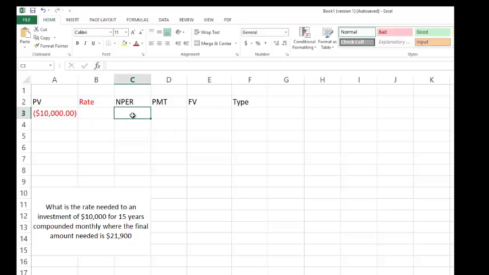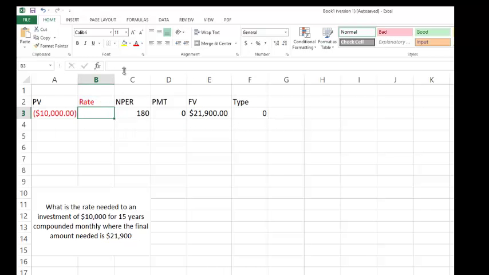N per is going to be time. So it looks like it's 15 years, but remember it's 15 times the 12 months a year. So actually there's going to be 180 payments made, or interest payments made. The payment is zero. We're not using it. We're not adding any funds, and the final amount needed is $21,900, and we're going to make sure that's positive. Type again will be zero.